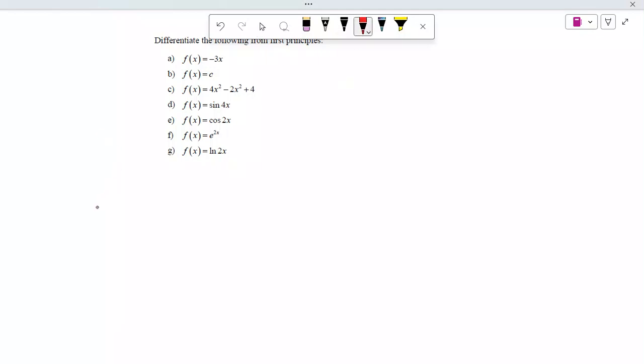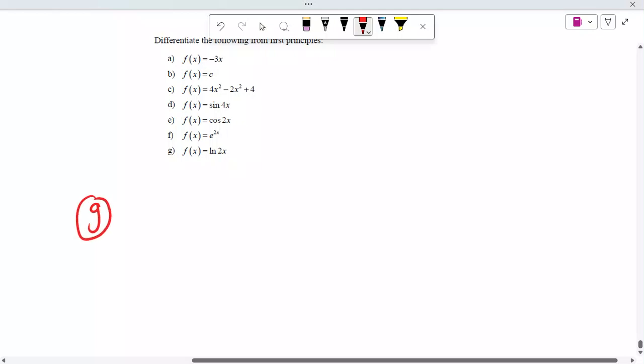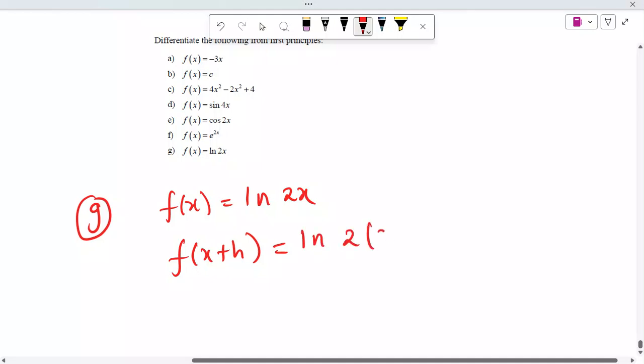So we come to G. f of x equals natural log of 2x. Then we write f of x plus h. Where there is x, we replace it with what? x plus h. So natural log of 2 times x plus h. Great.